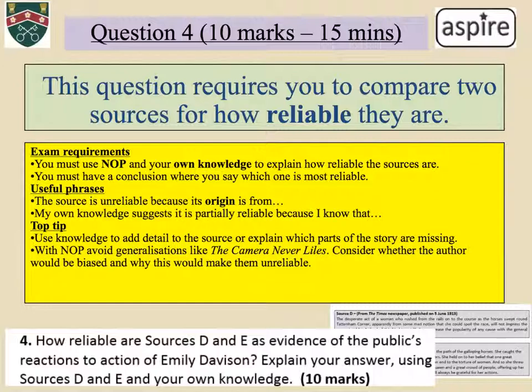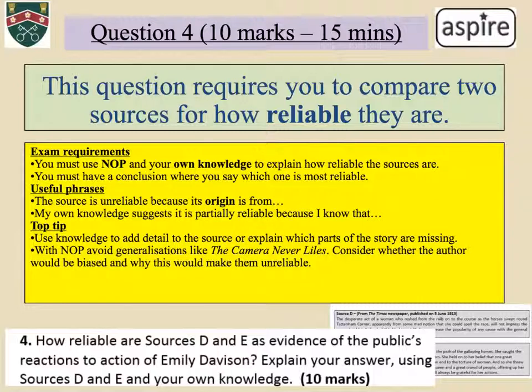When using your own knowledge, you need to think about whether the source is backed up by your own knowledge of the event. If it is, then what own knowledge do you have that actually backs up and reinforces the source? It might be that you have own knowledge that is missing from the actual historical source, which might suggest the source is less reliable because it doesn't give the whole story. So you must use NOP and own knowledge.